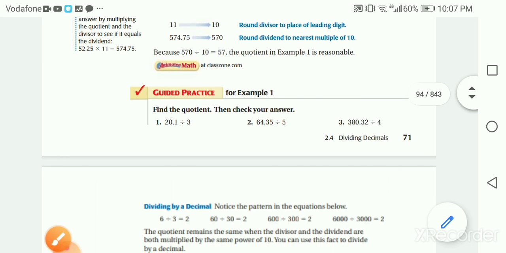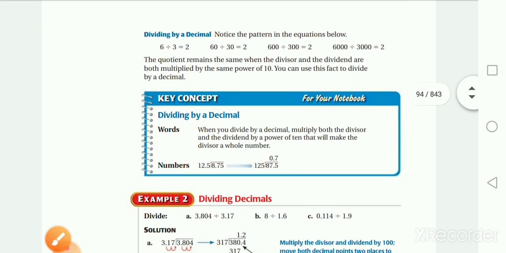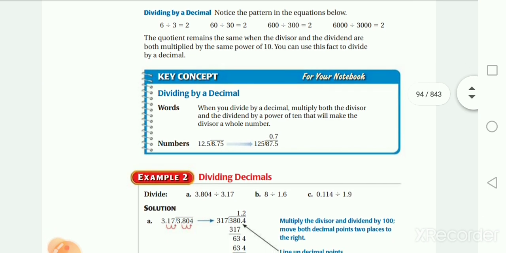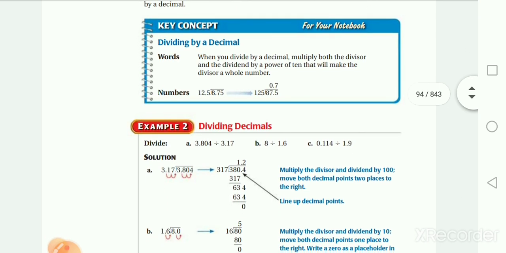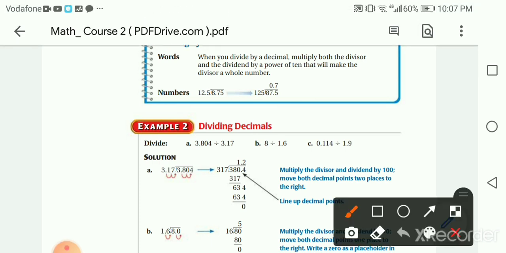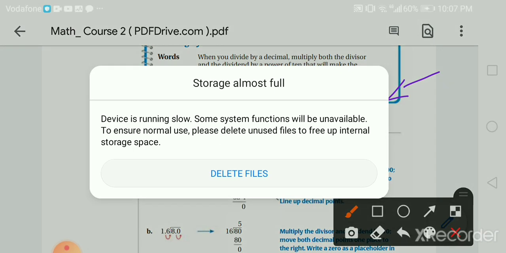So okay, my dear students, it's easy. Here I want you to write this one in your notebook, don't forget.